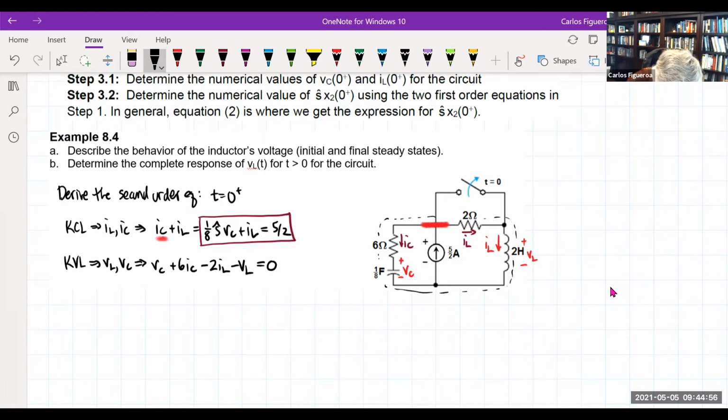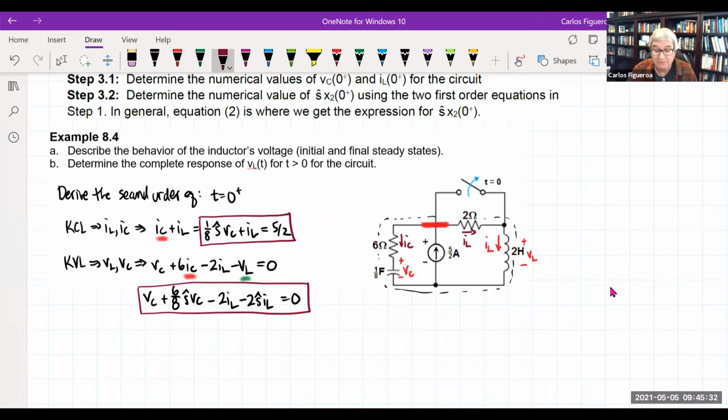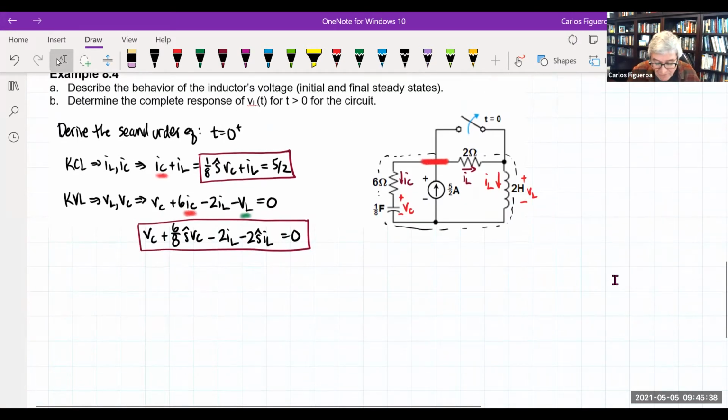Now I've got to convert IC and I've got to convert VL. Let's do that. If I convert IC, note that that's an eighth. So I'm going to get VC plus 6/8 S hat VC. Then I get minus 2 IL. I've got to convert L. Look at that, I've got 2, so this should be 2 S hat IL equals 0. So now I've got my second equation. If I look at this, I could then go in and matrix this.